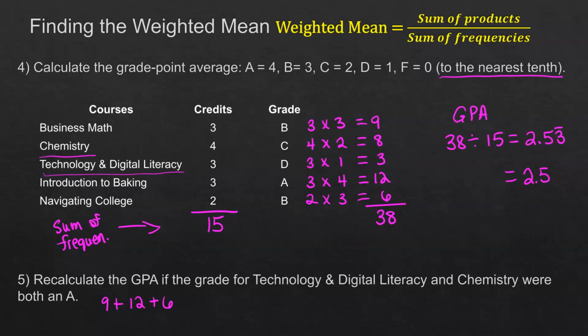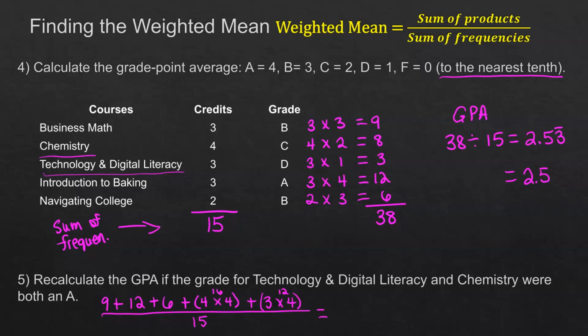For chemistry, it was 4 credit hours. And now we're making an A. So we're going to put that number in. And then for technology, we made an A for 3 credit hours. And so that's also times 4. And then we're still going to divide this by 15, right? Okay, so that was a 16 and that's a 12.